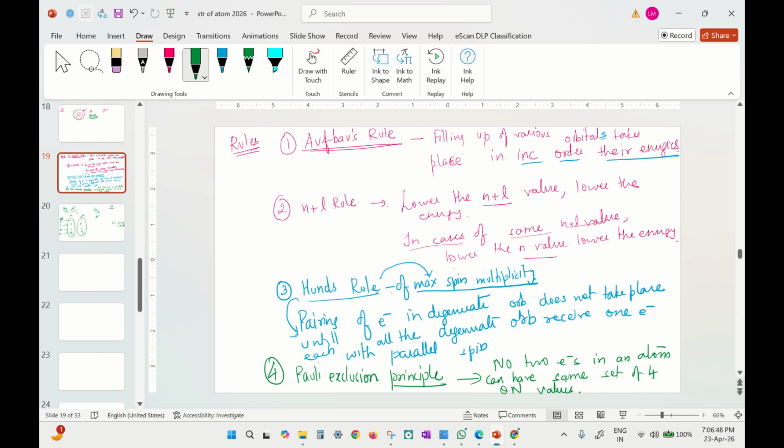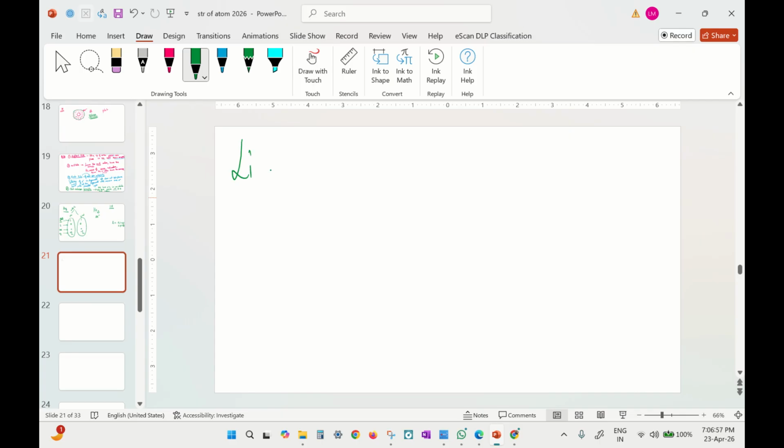Is it clear? Okay, now I'm going to give you lithium. Can you tell me the configuration of lithium? Lithium is the third element with atomic number 3. 1s2, 2s1. Okay, now I'm going to commit a deliberate mistake. I'm going to write 1s3. So what is the n value for the first electron, second electron, and the third electron?